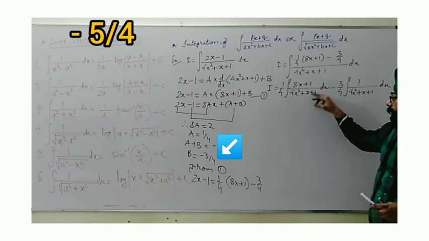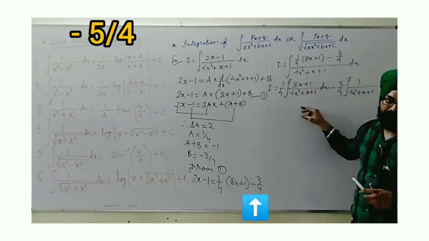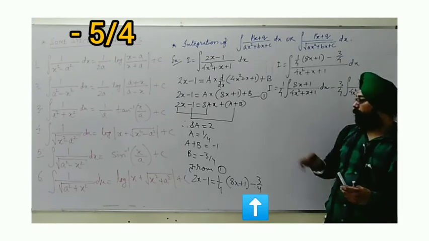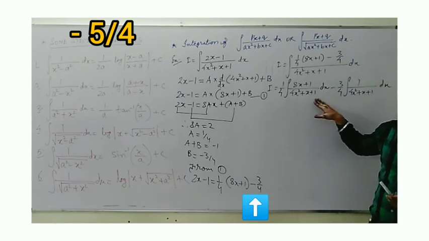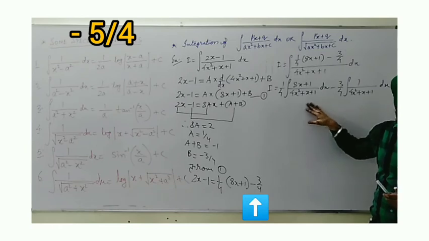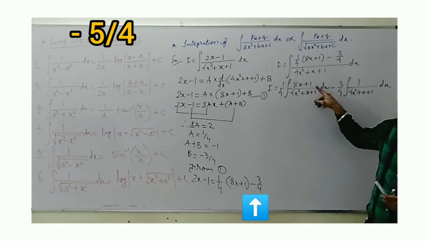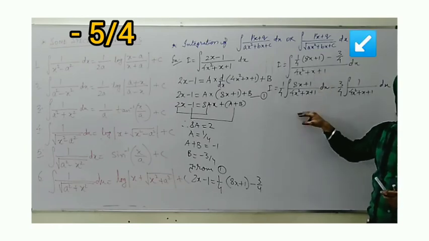So this becomes a pattern, f dash x upon f x. I repeat, it is a pattern f dash x upon f x. So obviously according to the pattern we will consider 4x square plus x plus 1 as t. We will substitute this as t and we will get 8x plus 1 dx as dt, and dt upon t will be log of t.